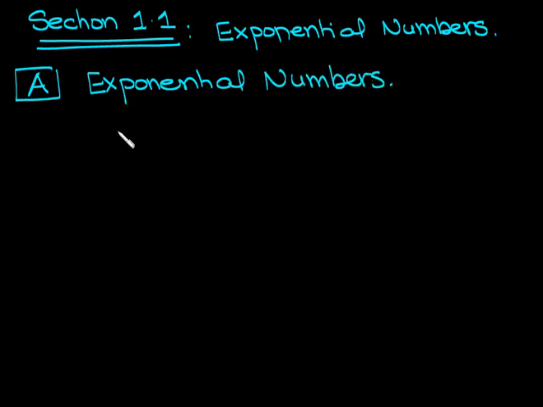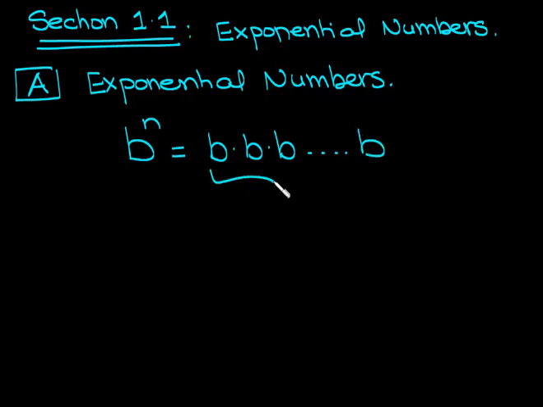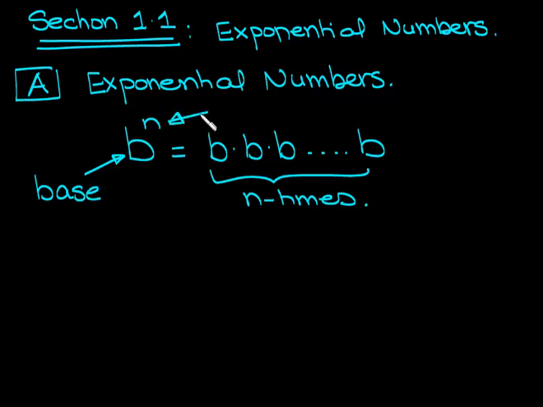An exponential number is any number that's of this form, where you have b to the n. What that basically means is you want to take b and multiply by itself n times. So you multiply b by itself n times. There are two very important things you need to know. This b is called the base and this is called the exponent. Sometimes people call it the power. So that's one thing to note.